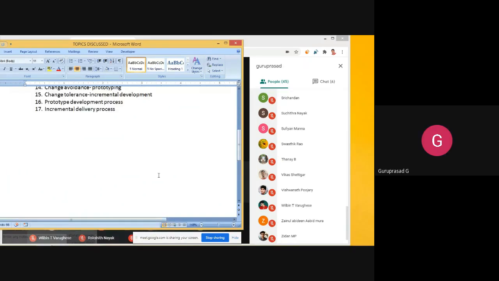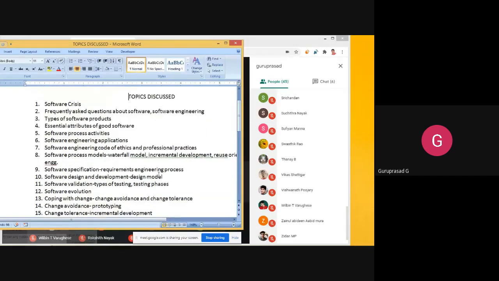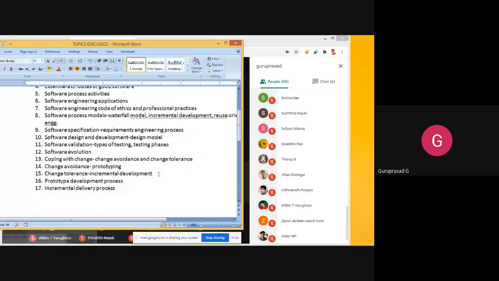Last class we also had some interactive discussions. We discussed some of the models in the last classes. Okay, Suchitra, what are the types of testing? What is actually software validation? What do you understand by software validation?